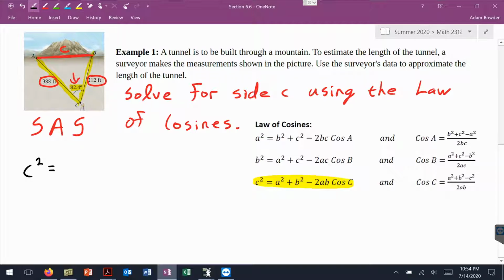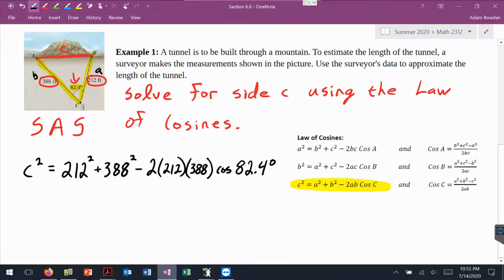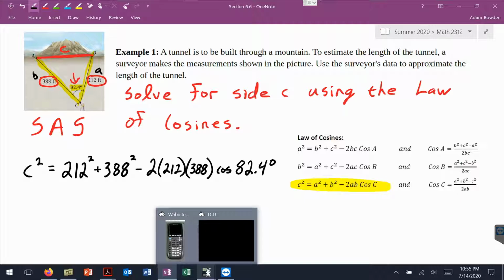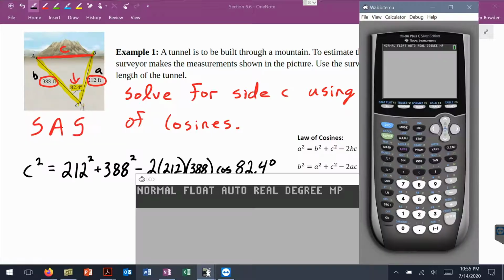So here we can call A the 212 and B the 388. So it would go 212 squared plus 388 squared minus 2 times 212 times 388 cosine of 82.4 degrees. There are a lot of numbers here, but we're basically just going to let the calculator handle the majority of the work for us. So I'm going to show how this goes inside the calculator here. We'll just plug it in exactly as it shows it here.